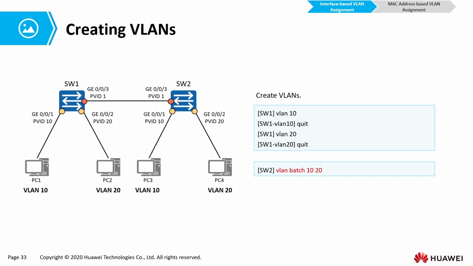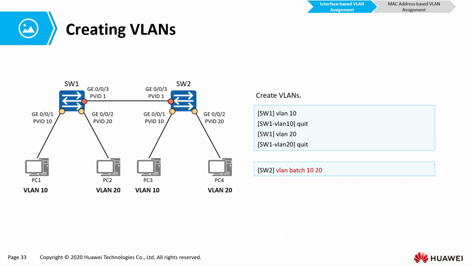Then after that, you enter switch 1 to assign GE0/0/1 and GE0/0/2 as access ports, and then you assign their PVID. Then you enter switch 1 again and make the port a trunk port, with default PVID and allowed pass VLANs 10 and 20. Then you do the same on switch 2.